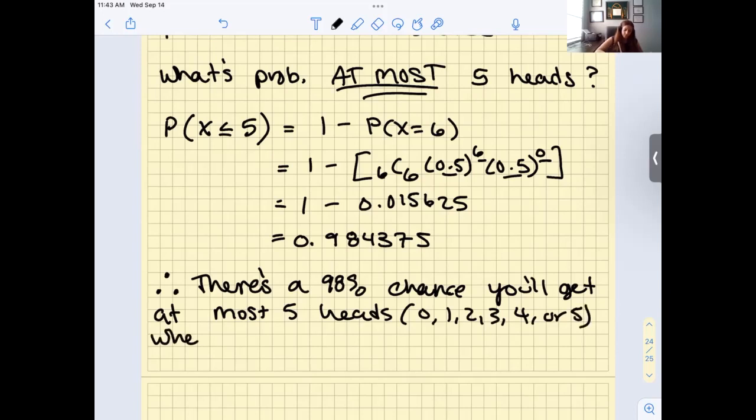When you flip a coin 6 times, it would be very weird if you flipped a coin 6 times and you got 6 heads, right? You would not expect that.